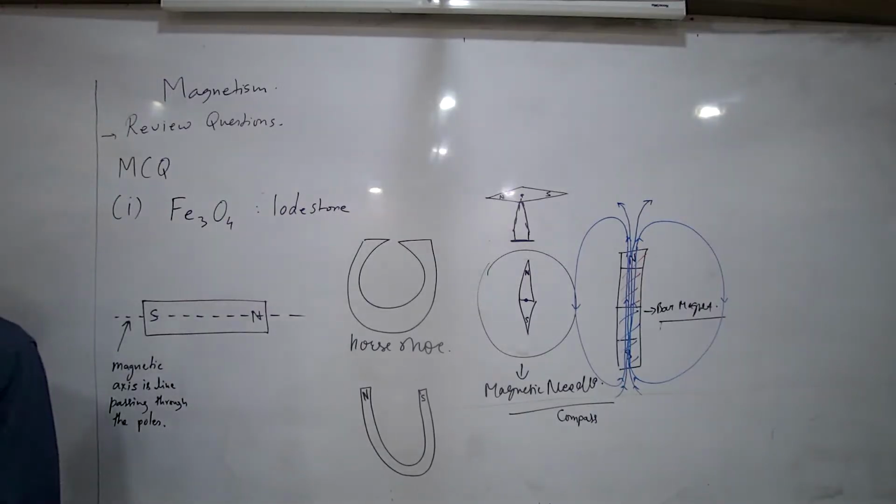So, what is induced magnetism? Let's say you have a permanent magnet and you have an iron bar or iron rod. You are keeping the iron rod near the magnet. What happens? Let's say this is a plain iron rod and this is a magnet. I keep the iron rod next to the magnet.